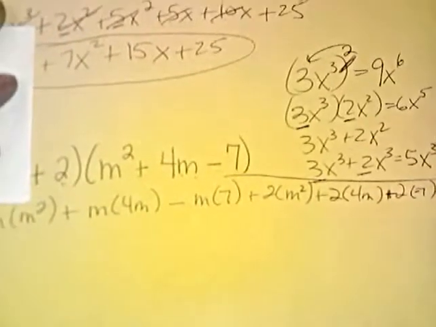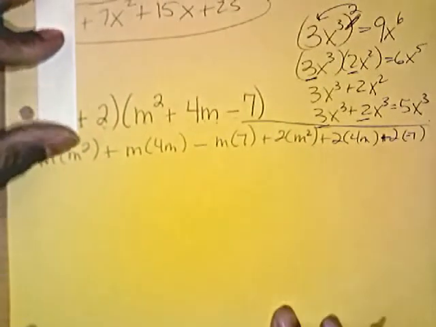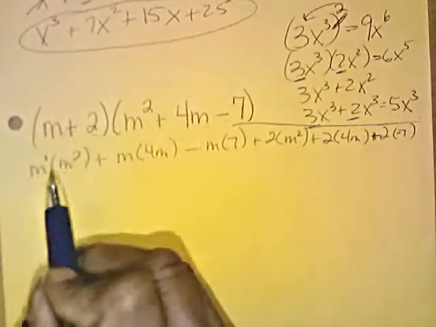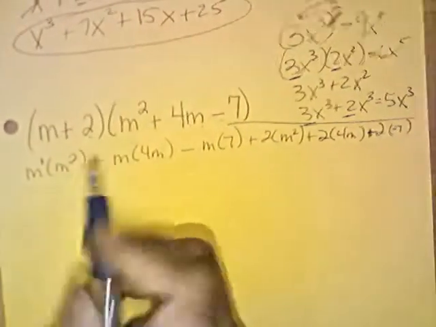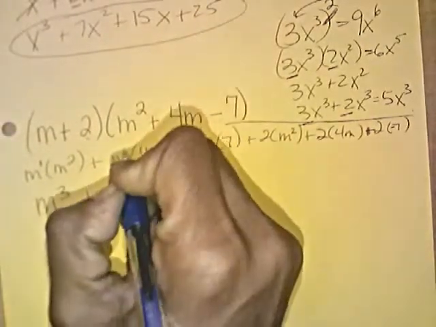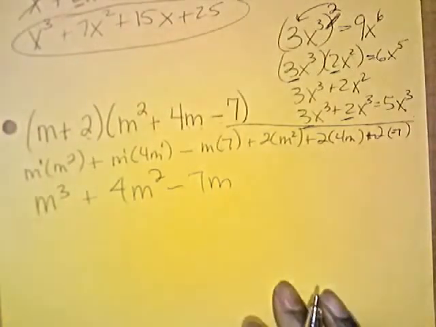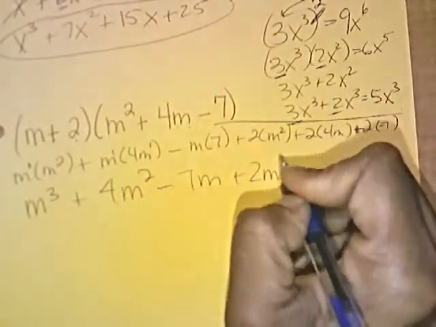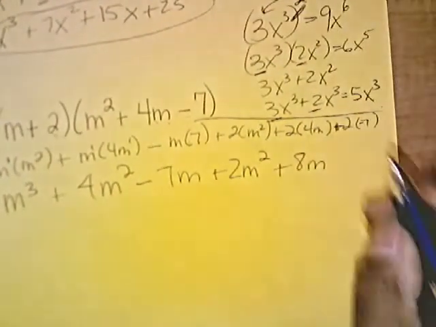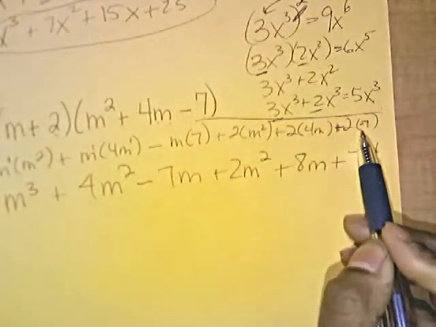Sorry, you can't see that very well, can you? Let me read that. Okay, so now I'm ready to multiply this through. That's m to the 1. That becomes m to the 3rd, plus 4m squared, minus 7m, plus 2m squared, plus 8m. I could say plus a negative 14 if I wanted to, because that's 2 times a negative 7.